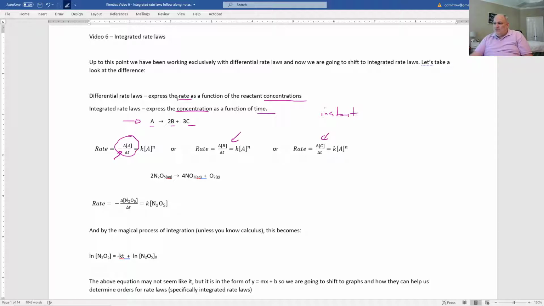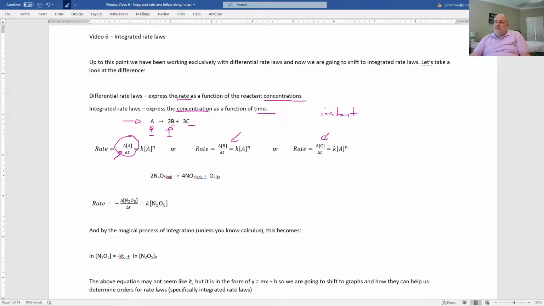Now what's really cool about this, and I want you to pay attention, is that because there are coefficients, we know this truth: if we compare A disappearing, and we're just going to put a little negative sign to mean it's disappearing, to B appearing, would you agree that double the amount of B appears for every A that disappears? Or triple the amount of C appears for every A that disappears? And what that sets us up for is this.